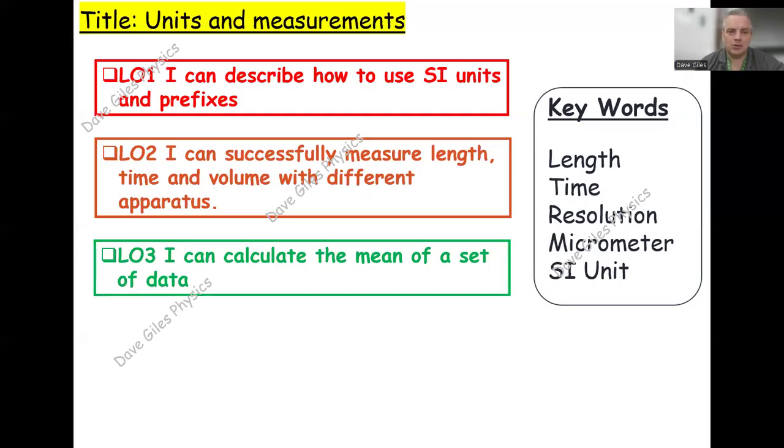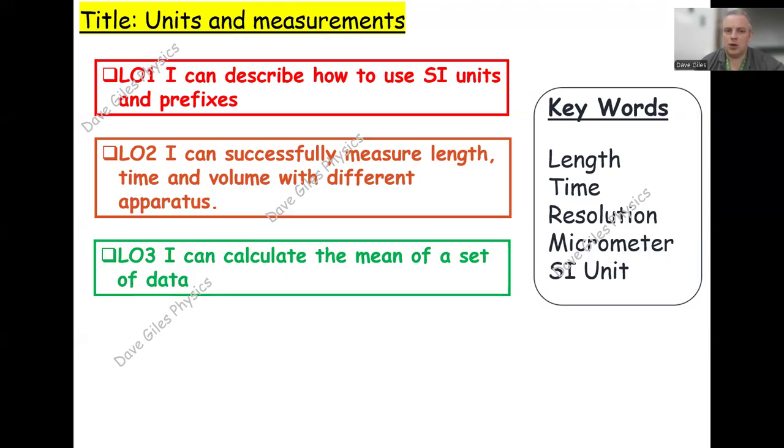Hello and welcome to the first lesson of Cambridge International Education IGCSE Physics, Unit P1, which is motion, force, and energy. And the first lesson is on SI prefixes, length, and time, or units and measurements that I've summarized as here.